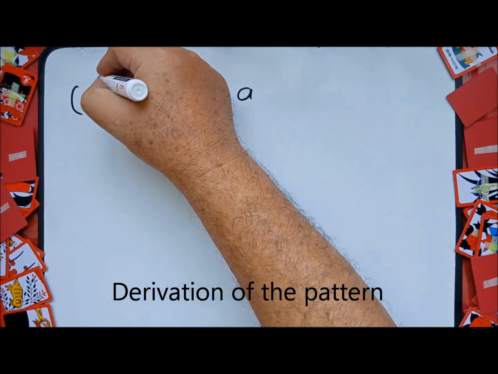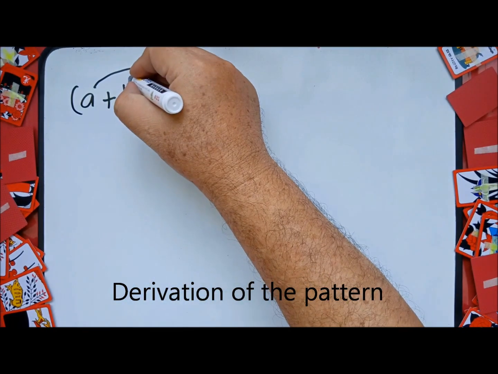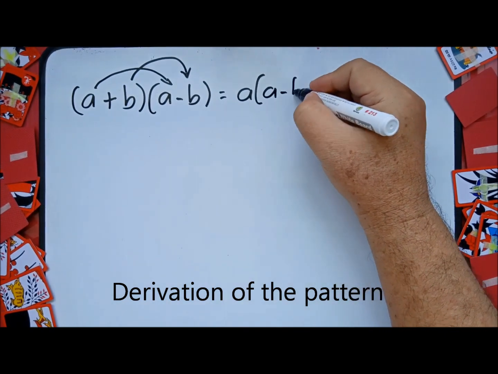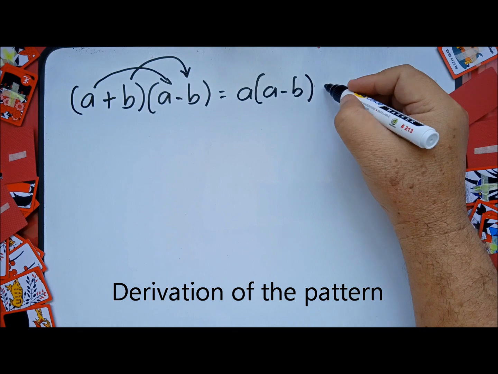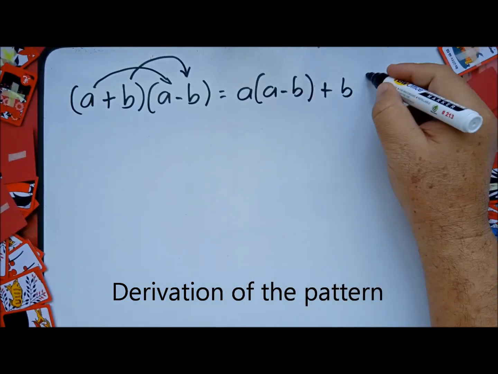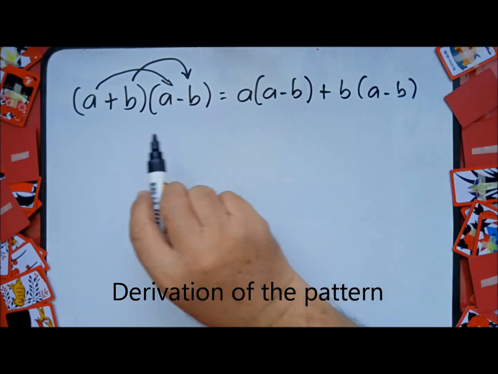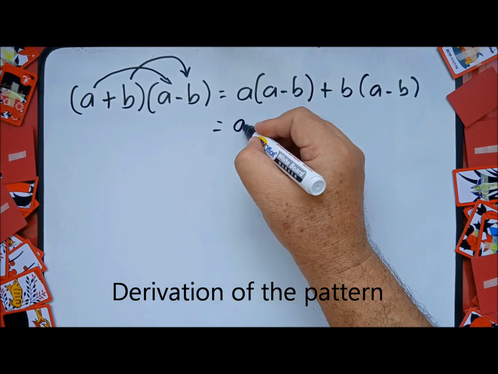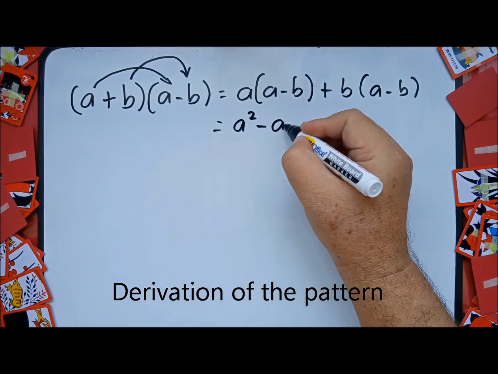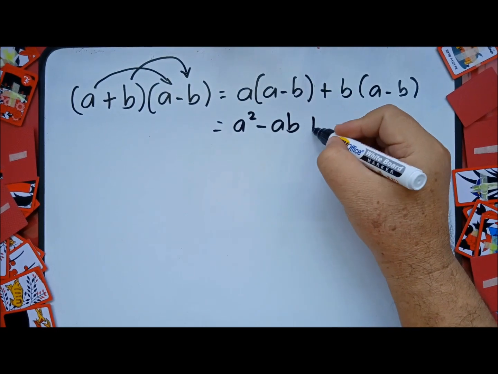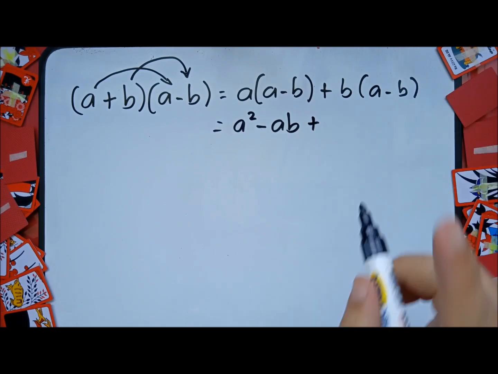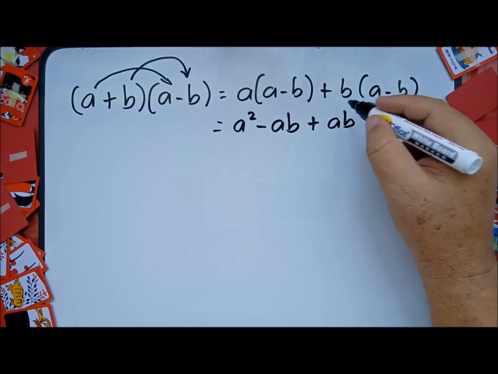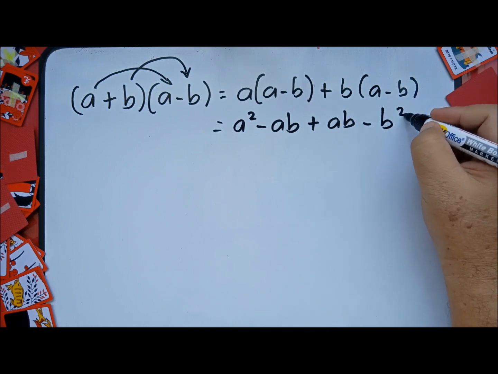A times the whole set, second term, times the whole set: A times (A minus B), plus second term B times (A minus B). A, the whole set, plus B, the whole set. Now simplify. A squared minus AB, A times B is AB, plus B times A. I told you, you have to write in alphabetical order. So A comes first. Then B, and positive times negative will become negative B squared.